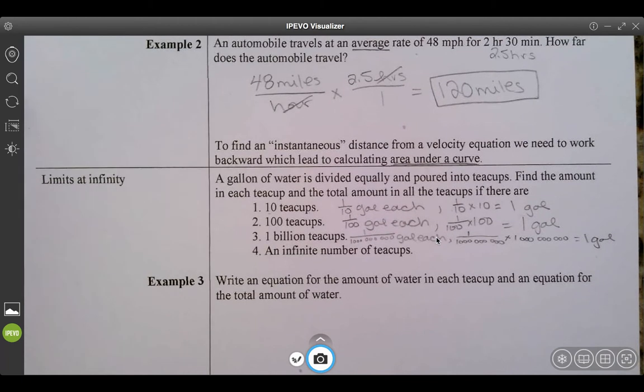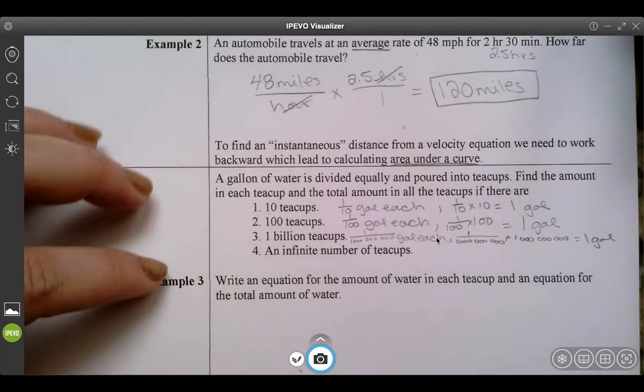Okay, now if I had 1/1000th of a gallon in my teacup, that'd be like a drop. It's very small, right? So then when we get up to an infinite number of teacups, how much water do I have in my teacup? Well, if you think back to when we were doing limits before, as I keep splitting it up over a larger amount, the amount that I have in each is tiny, right? But in order to mathematically show this, we have to use limits.